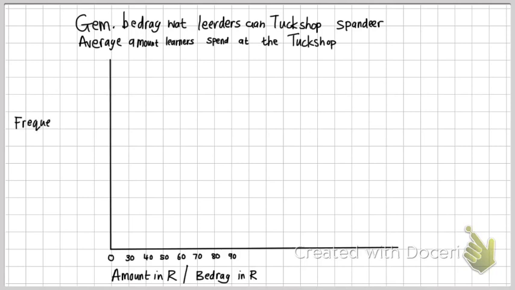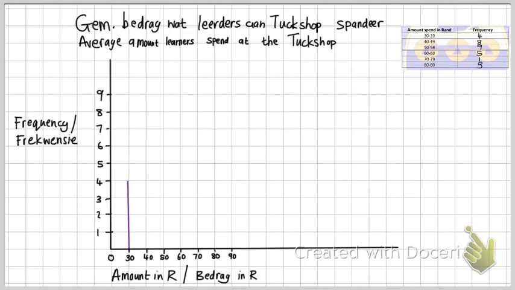The frequency goes up to 9. So I'm going to write 1, 2, 3, 4, 5, 6, 7, 8, 9. Okay, now I just put the table on the right side so we can see that's the table that I had on the previous page, just so we can see.